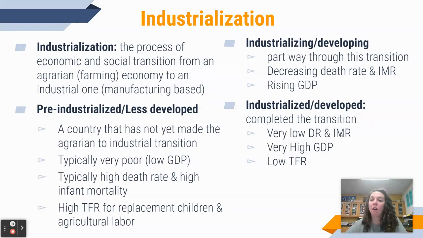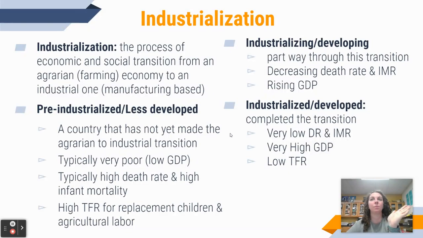Then in our industrializing or developing nations, we're in between these two. So we're not pre-industrialized, but we haven't fully reached our developed level. So here we're going to start seeing our death rate and our infant mortality rate going down. We're going to have a rising GDP, but some portion of our population is still going to live in that agrarian society. And then our last one is the industrialized and developed.